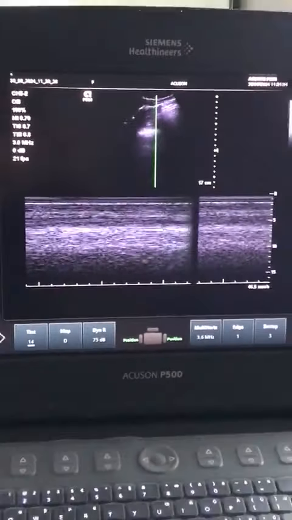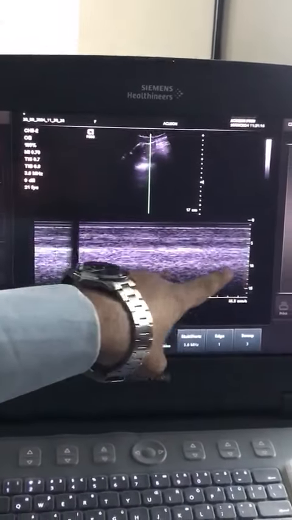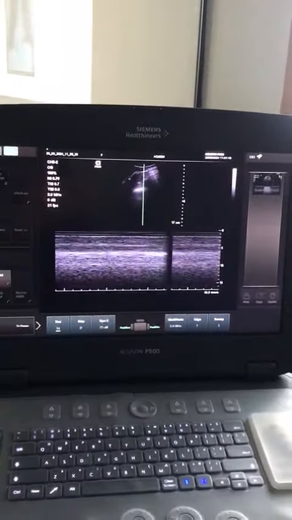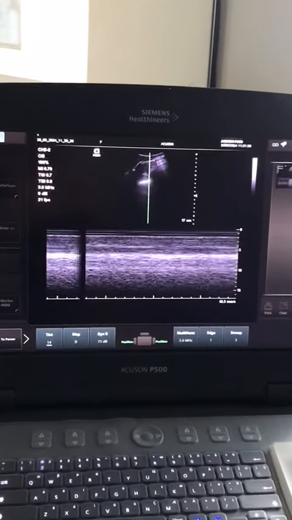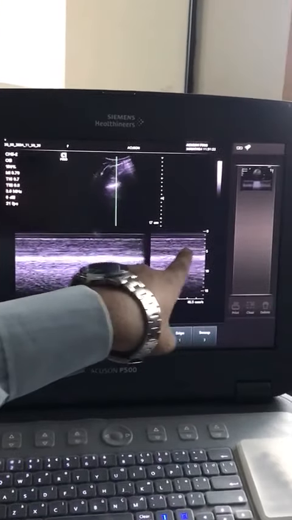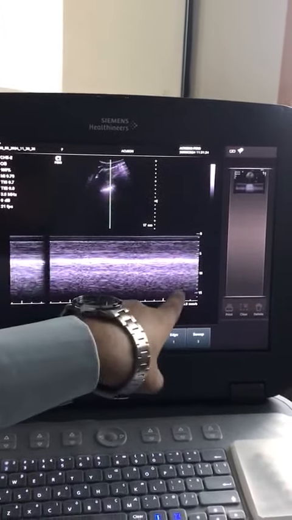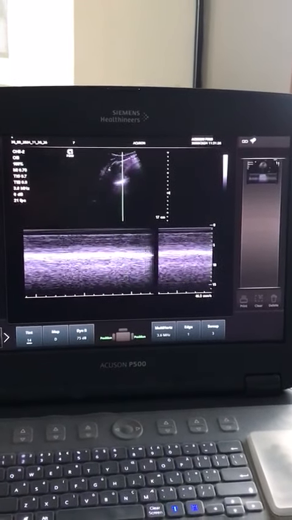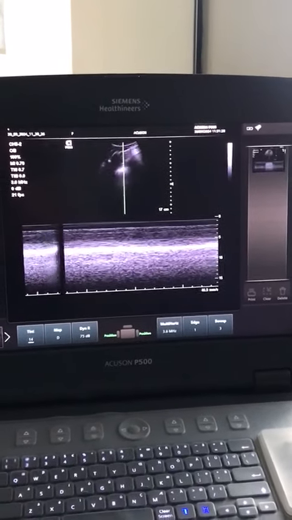So this is basically the seashore sign. Normal. The above hyperechoic lines, these are basically the sea, and below it is the sand. Sandy beach appearance, the seashore sign. Normal side. And this is normal side.